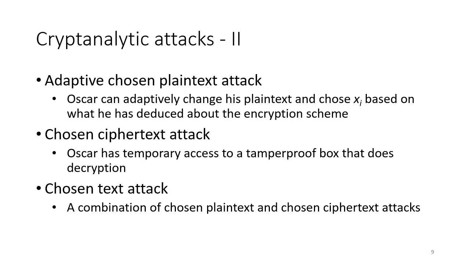The chosen ciphertext attack is the opposite of the chosen plain text attack. Here he has a black box that does decryption, so he can enter different ciphertexts and get the corresponding plain text, but he still doesn't know the key. His objective, of course, is to find the key. The chosen text attack is a combination of both the chosen plain text and the chosen ciphertext attacks. Most commonly, people talk about the chosen plain text attack or the known plain text attack.